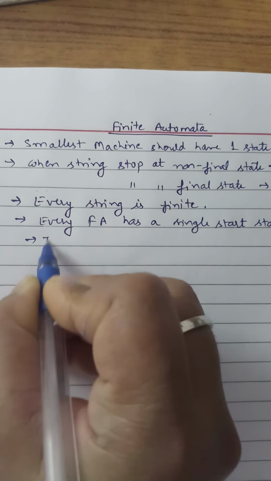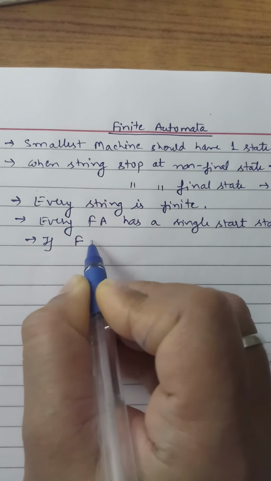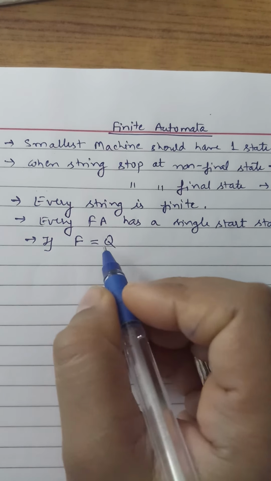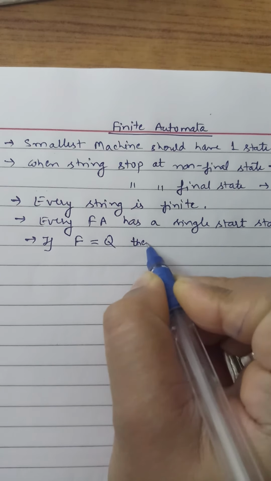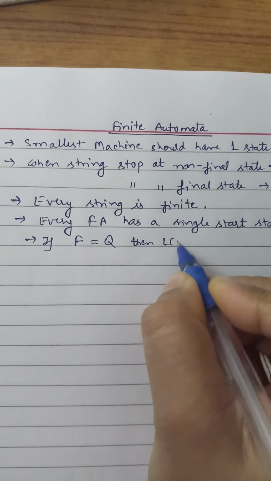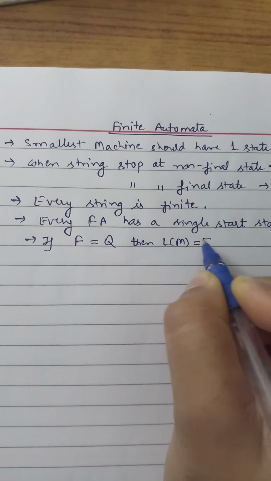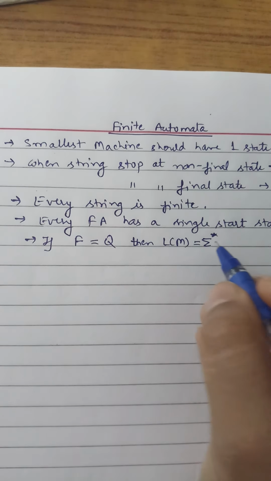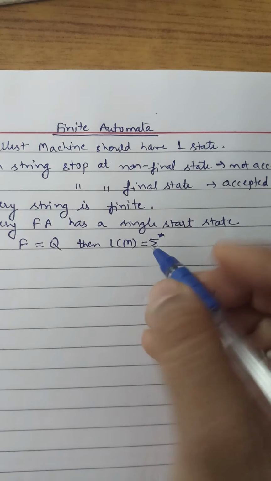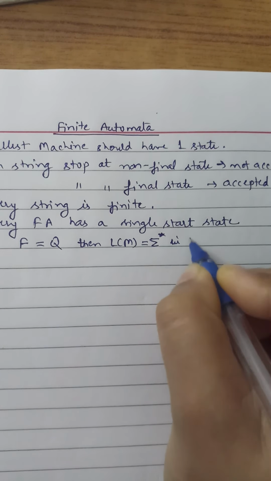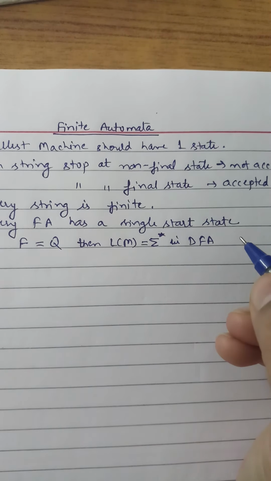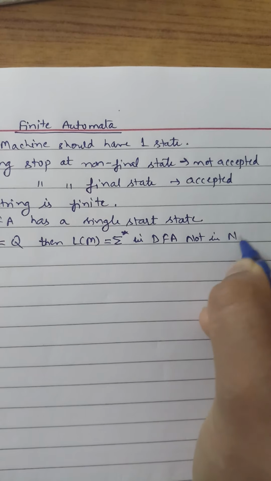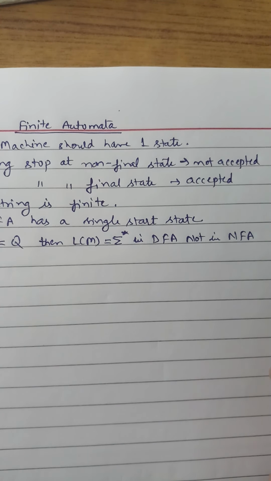And if all the final states are equal to all states, it can happen, then the language of that machine will be equal to alphabet star. In DFA, but not in NFA.